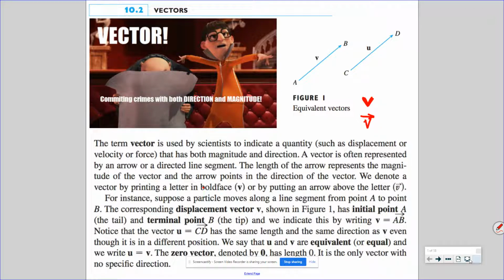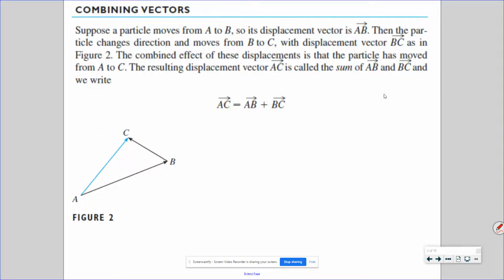Okay, so let's talk about vectors. So let's pretend we have two vectors. Vector AB is this one here, and vector BC. And you'll notice that they're both pointing in opposite directions. So what they're doing is these vectors are representing a particle movement. So it says in this problem, suppose a particle moves from A to B. So its displacement, distance traveled, vector is AB. Then the particle changes direction and moves from B to C with displacement vector BC, as in figure 2.